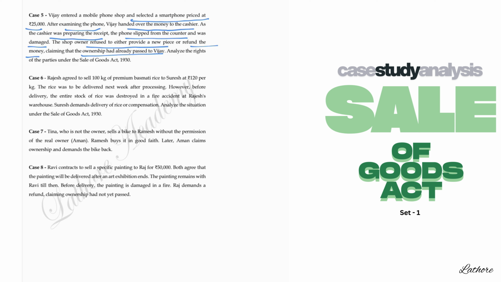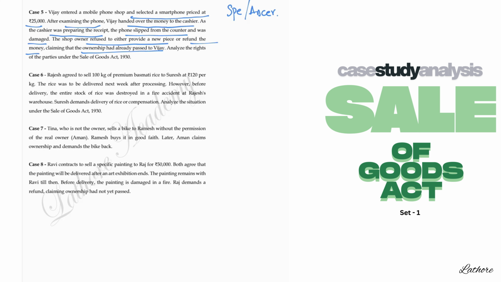Students, what happens in the case of specific goods or ascertained goods? Specific goods or ascertained goods, what happens? The property in the goods passes to the buyer based on the intention of the parties. If the intention of the parties is absent, that is, there is no specific express agreement, then property in the goods with respect to specific and ascertained goods is immediately transferred.